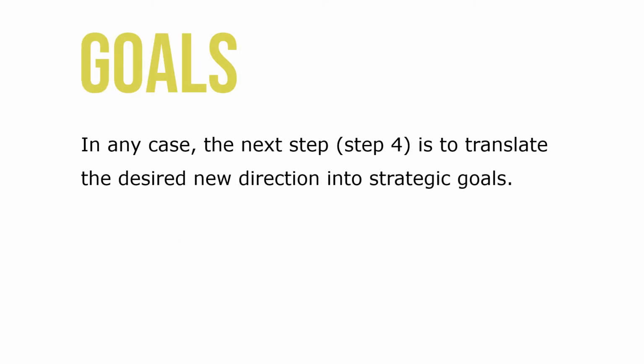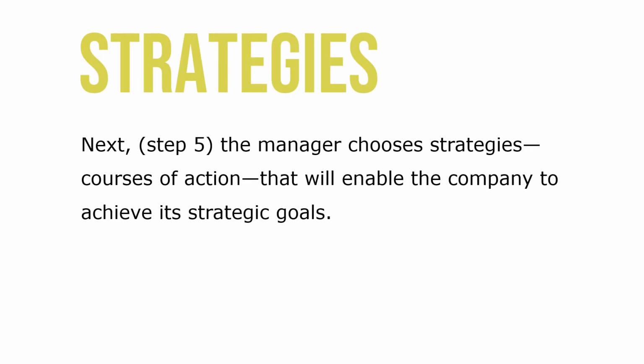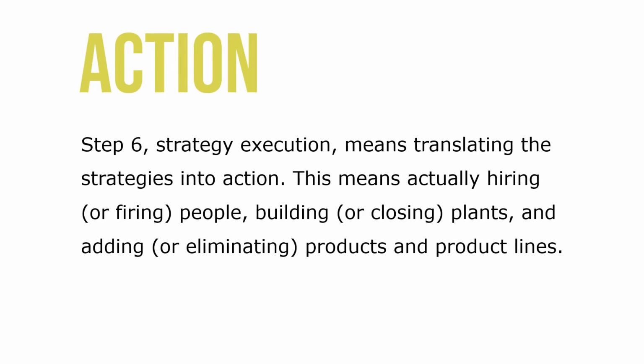In any case, the next step, step 4, is to translate the desired new direction into strategic goals. Next, step 5, the manager chooses strategies, courses of action that will enable the company to achieve its strategic goals. Step 6, strategy execution, means translating the strategies into action. This means actually hiring or firing people, building or closing plants, and adding or eliminating products or product lines.